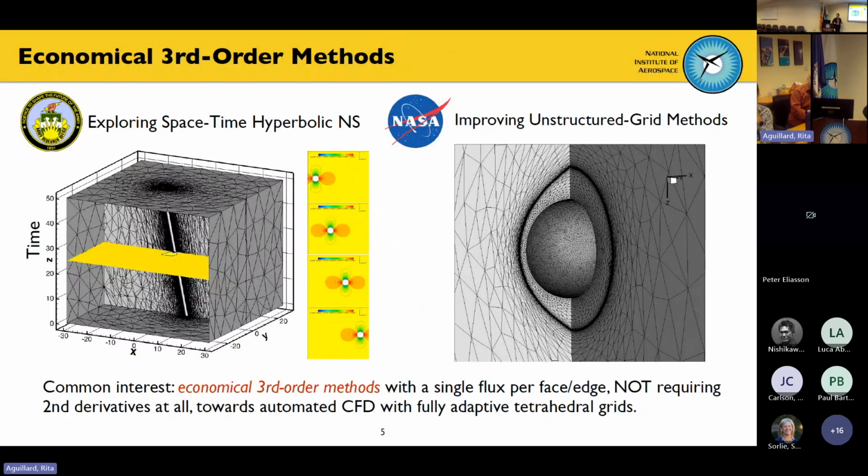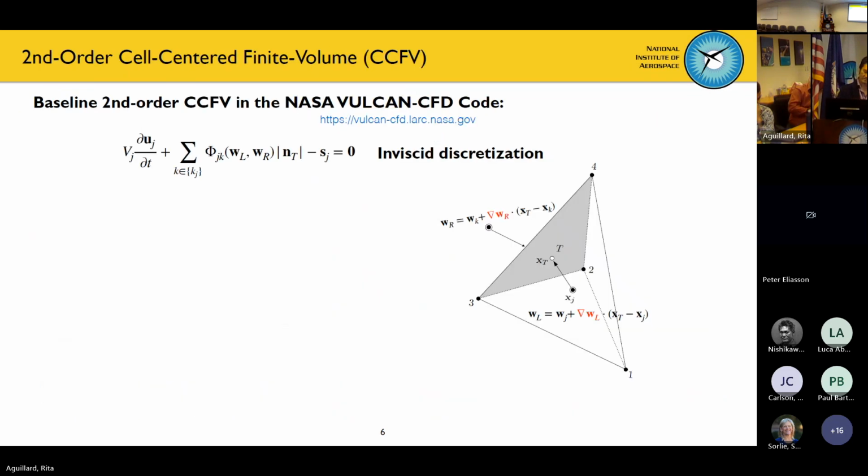One, on the left, is a node-centered third-order scheme, a third-order h-based scheme based on hyperbolic analysis tools with an adaptive mesh. And on the right is a cell-centered economical third-order scheme. The common interest here is economical third-order methods with a single numerical flux per face or edge, and not requiring second derivatives at all, which are usually required for third-order accuracy, towards automated CFD with fully adaptive tetrahedral grids. This talk will focus on the cell-centered version. But let me go back to the origin of this work.